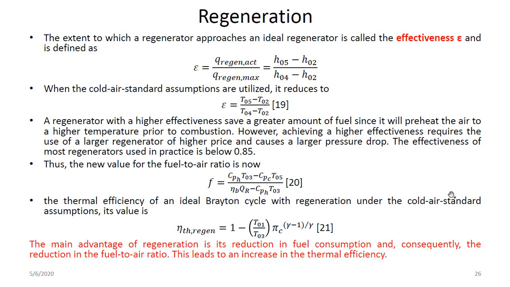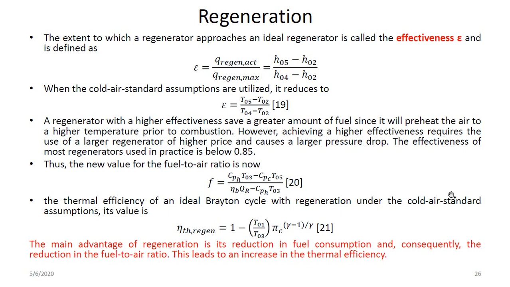So the effectiveness of the regenerator is equal to the heat input to the regenerator, referred to as actual heat, divided by the maximum heat. So in terms of enthalpy, total enthalpy at 5 minus total enthalpy at 2, divided by the total enthalpy at 4 minus the total enthalpy at 2. This ratio is referred to as the effectiveness of the regenerator.